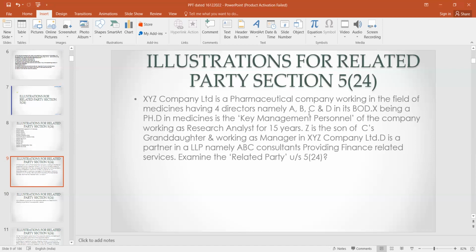Then Z is the son of C's granddaughter. This will be covered in 524A subclause 10, granddaughter's daughter and son. And D is a partner in an LLP. Acha, namely, D is a partner in an LLP. Now, D is the director also. D is director in XYZ. Now, D is otherwise also a related party. But the question here is whether ABC Consultants is a related party or not. So, LLP in which a director, partner or manager of the corporate debtor or his relative is a partner. So, this will also be covered in 524C. I hope this is all clear.